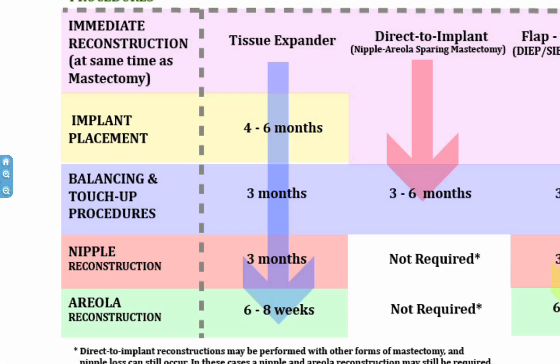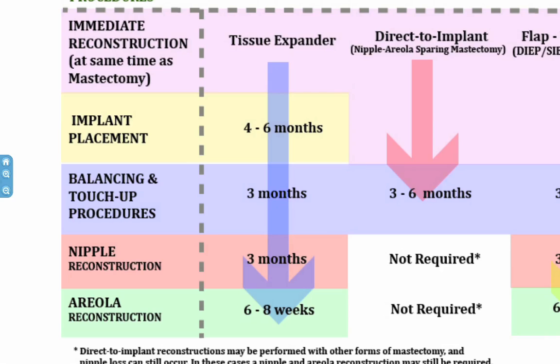One of these is to use a tissue expander. In this case, a tissue expander, which is essentially a deflated breast implant, is placed underneath the chest muscle and breast skin immediately after the mastectomy. Then, over the next few months, the tissue expander is inflated. Then the tissue expander can be replaced with either a silicone or saline breast implant.